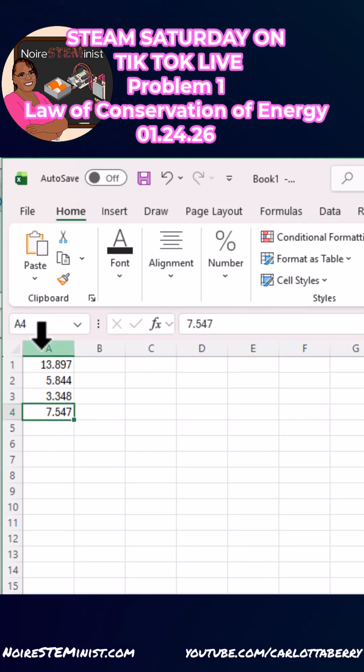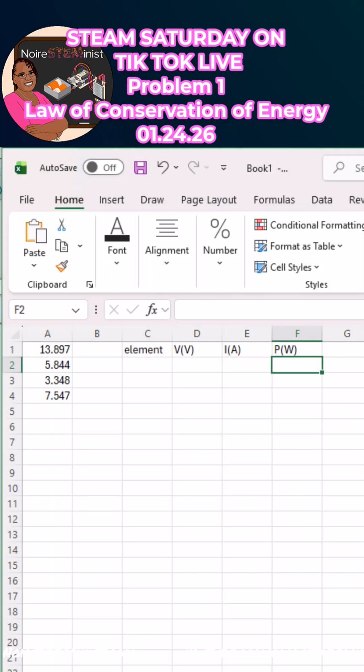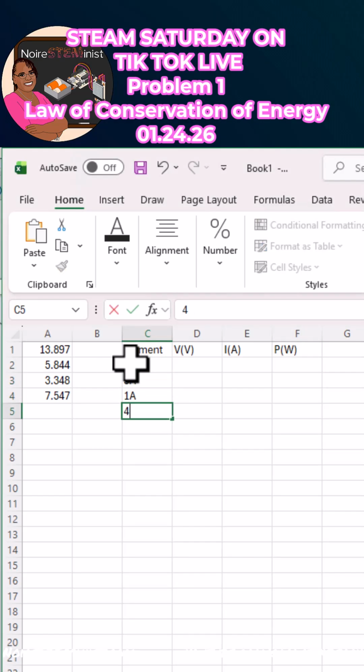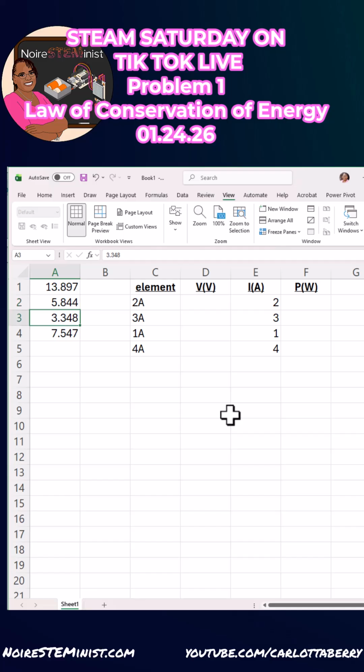After that, we're going to create the law of conservation of energy table, where the first column is the element, the second column is the voltage, the third column is the current, and the fourth column is the power. So next we list all the current sources, and then we put the values for the current sources on the table. So 2 amps, 3 amps, 1 amp, and 4 amps.